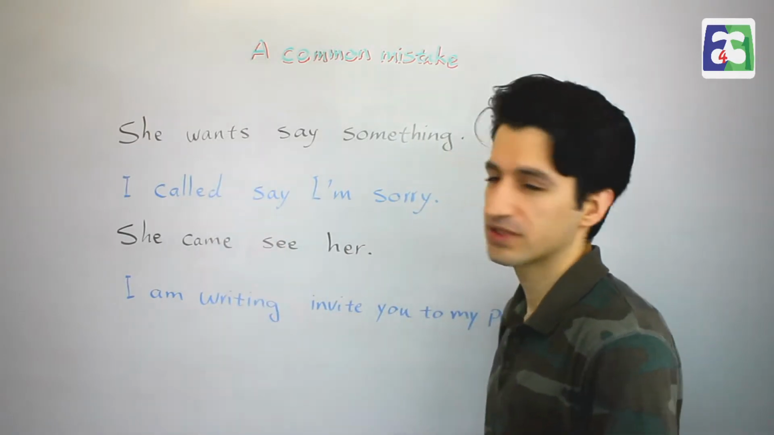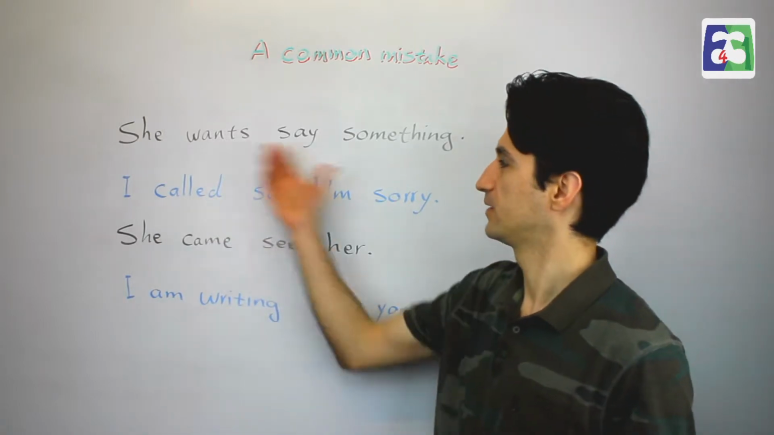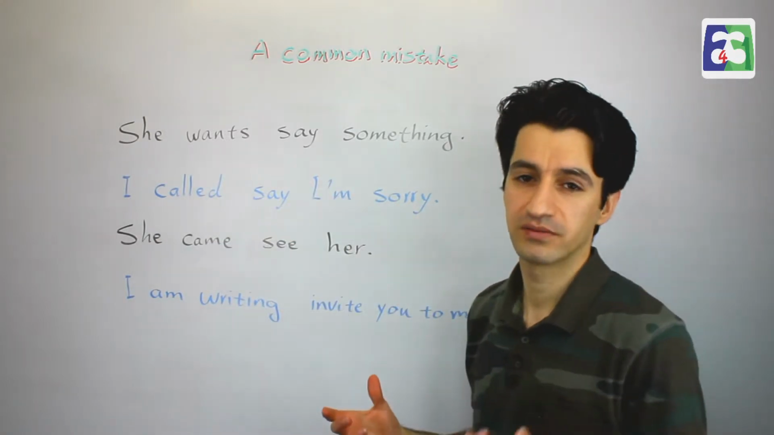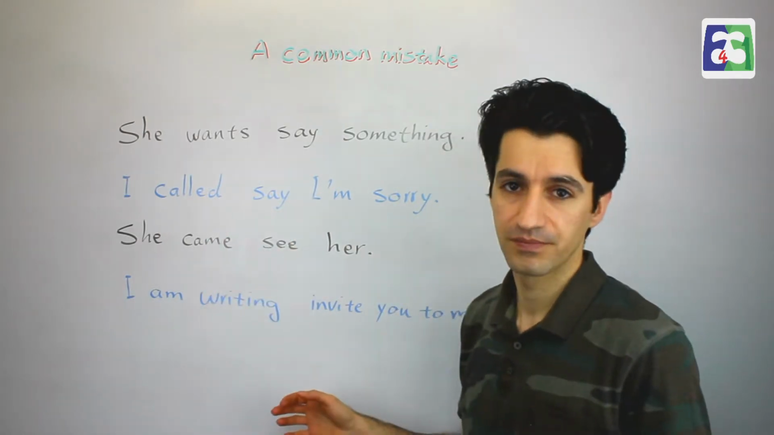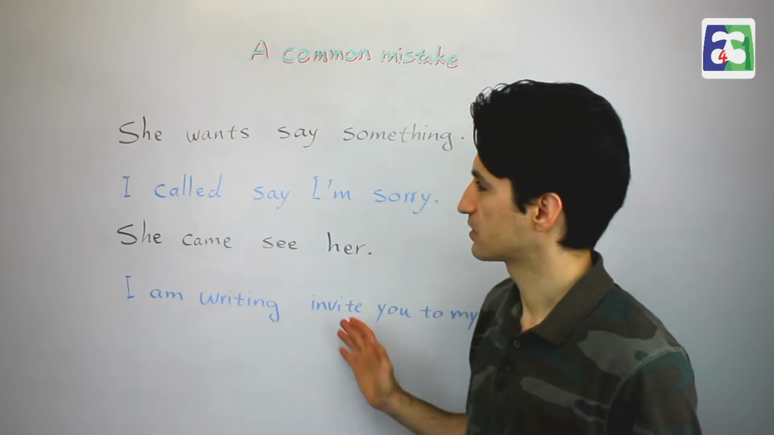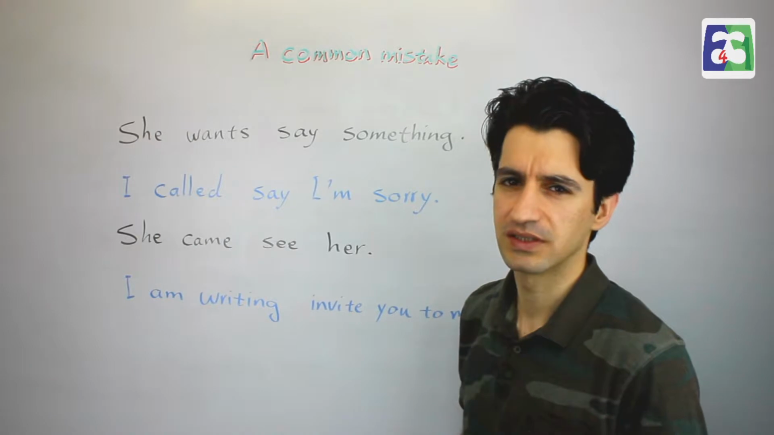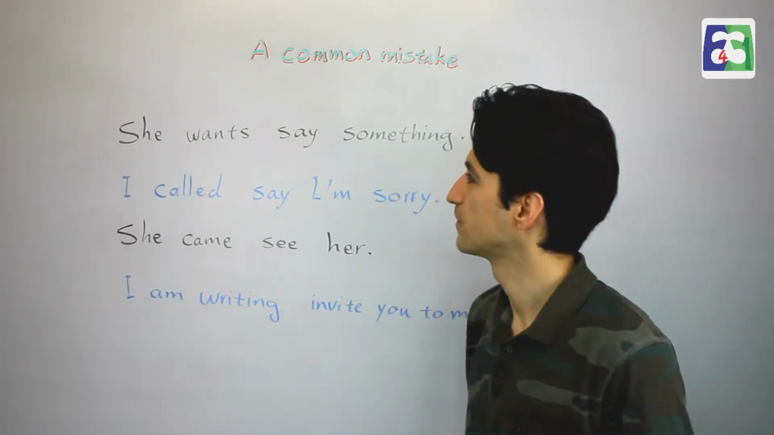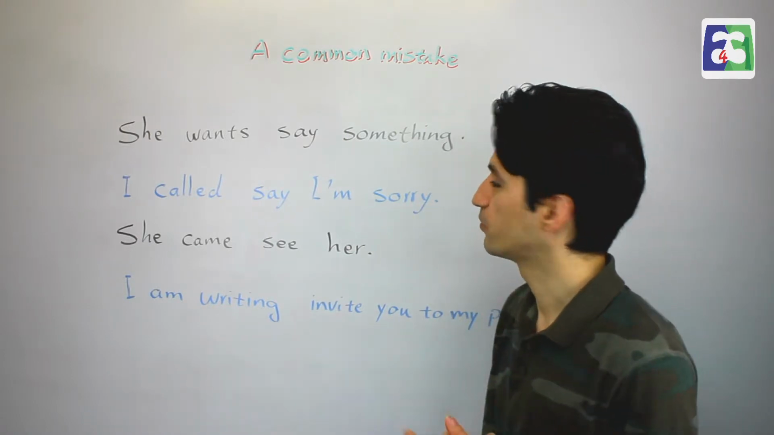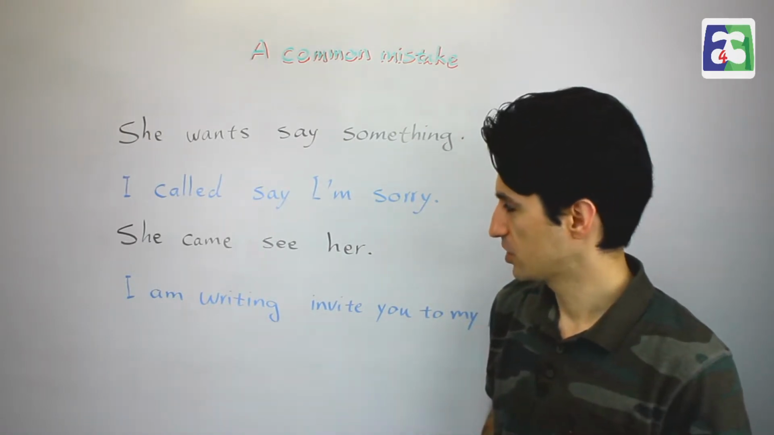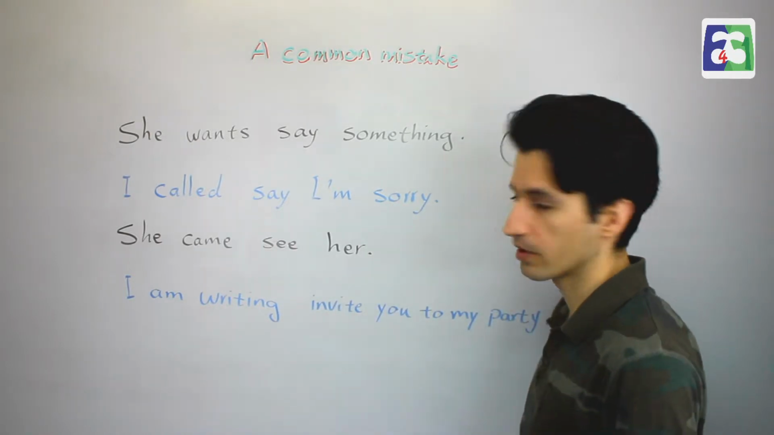In these four sentences, I have made a mistake, okay? Actually, there is a mistake in all of these. So I have missed something, or I have written it wrong. Let's just read them once: she wants say something. I called say I'm sorry. She came see her. I'm writing invite you to my party.